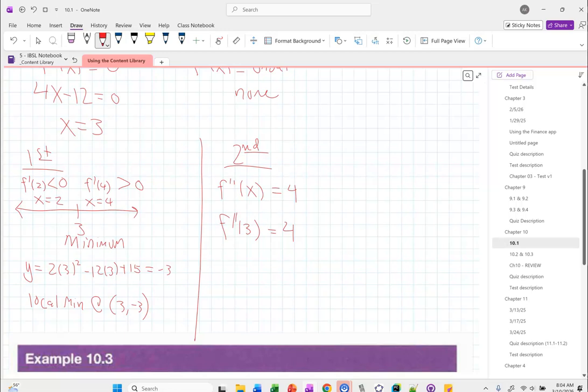It's not 13, that's of 3. That's function notation, right? Since this is greater than 0, the second derivative test tells me that that means it's a minimum. And then I calculate the y value doing the same thing. I'm not going to repeat the work there. So it means we have a local minimum at 3 comma negative 3.